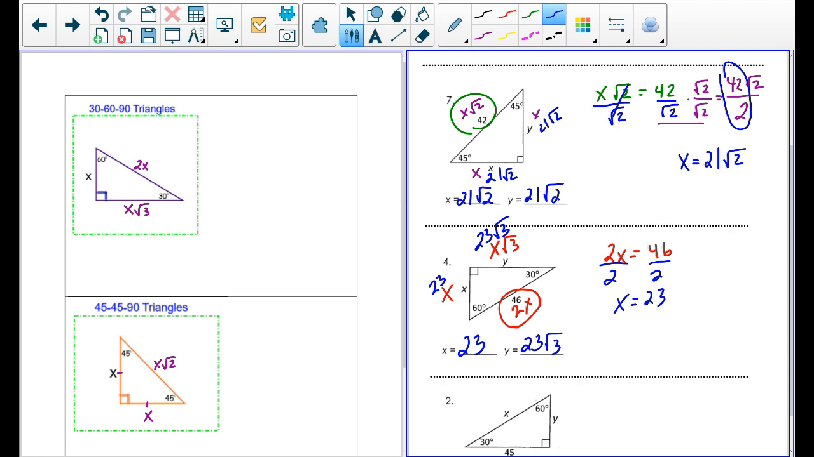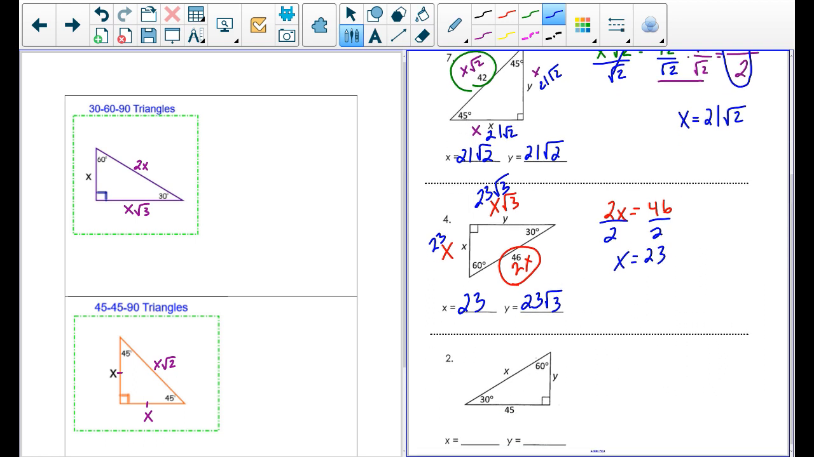So label, identify what's given, set it equal, solve for x, plug back in your ratio. Let's do one more here. So this is number 2. What kind of triangle is it? 30, 60, 90. So let's label it. Labeling it, again, opposite 30 is my x. Hypotenuse is 2x. Opposite 60 is x square root of 3.